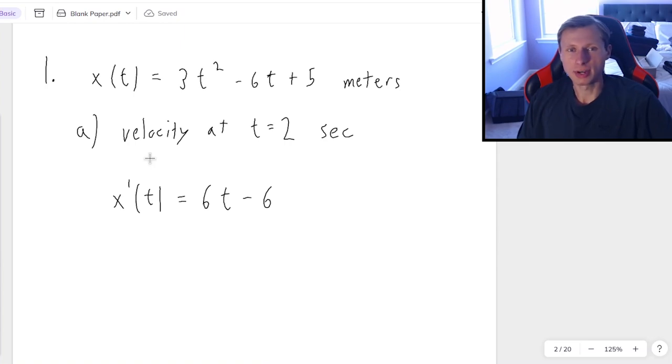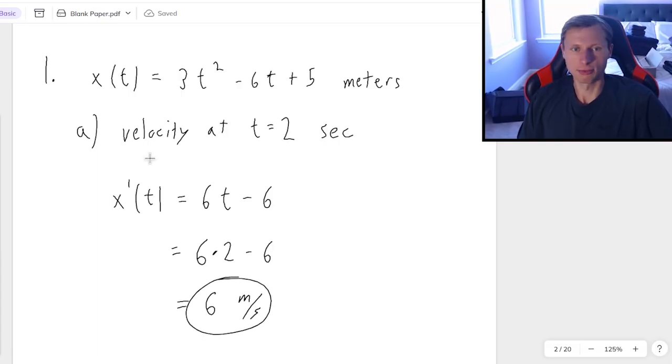But now if I want to find the velocity at t equals 2, and here's the velocity function, then all you got to do is plug in 2. 6 times 2 minus 6, 12 minus 6. I'm going to get 6. What are the units? It's a velocity. So in other words, in this case it's meters per second for velocity. So that's it for part A.